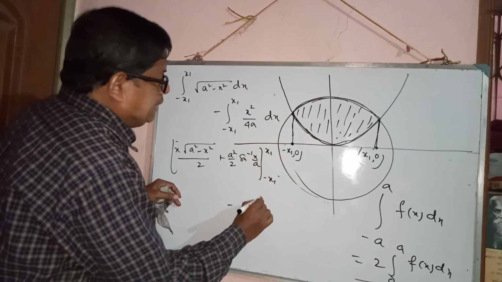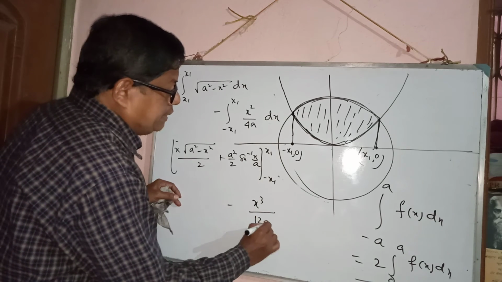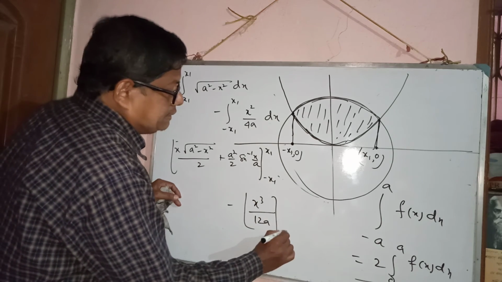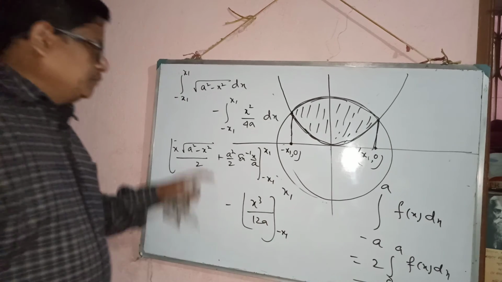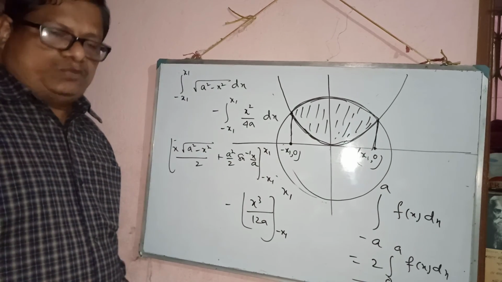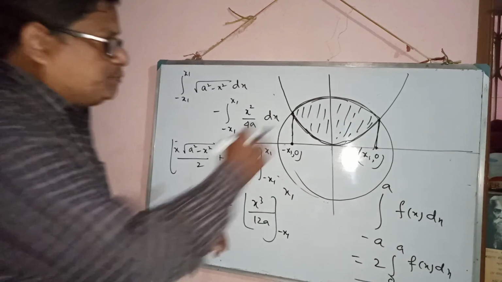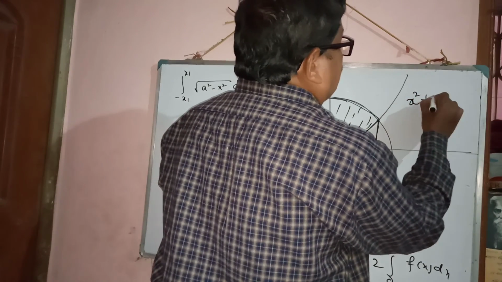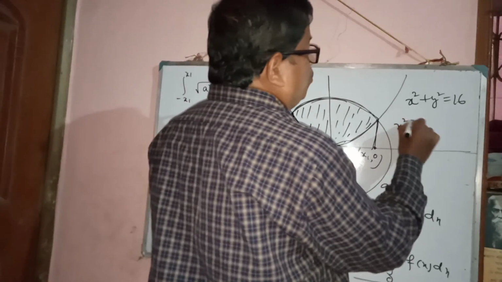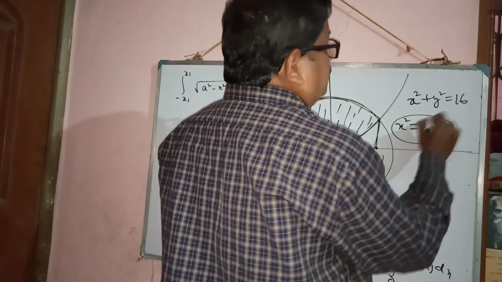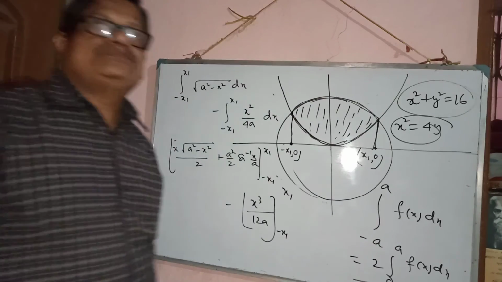Minus x cube by 3, that is 12a, also from minus x1 to x1. Simplify it and you will get the result. Okay. So I am taking this general process. If the equation is suppose x square plus y square equal to 16, and here x square equal to 4y, you have to try this one at home.